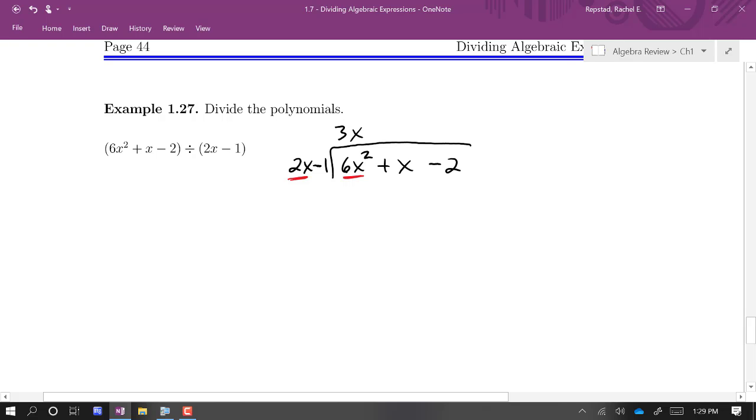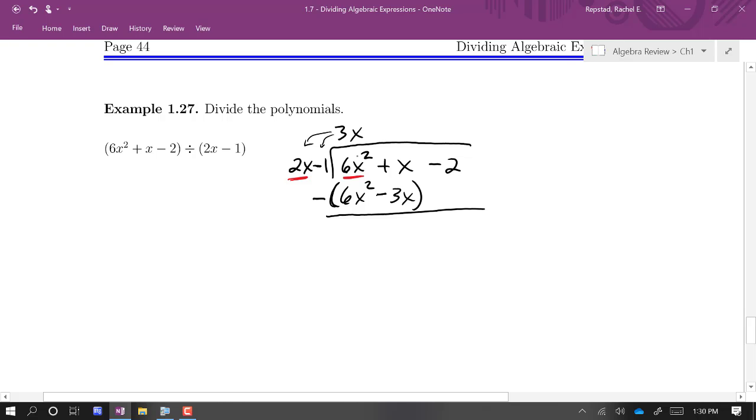So I take the 3x now and I multiply it by the whole divisor. When I do that, I'm going to get 6x squared minus 3x. And just like when we did long division with numbers, my next move is to subtract. But I have to subtract the whole thing, so I'm putting parentheses. That's kind of important. It's really easy to make sign errors here.